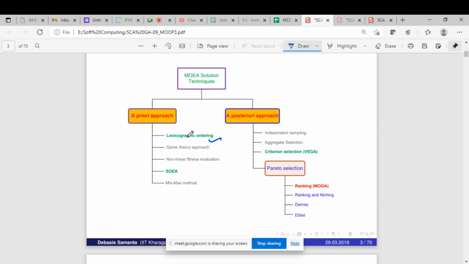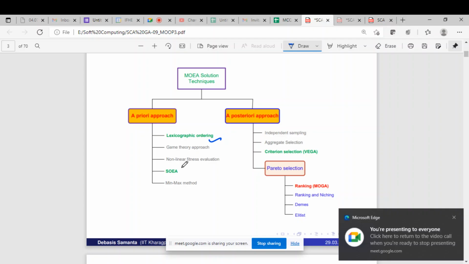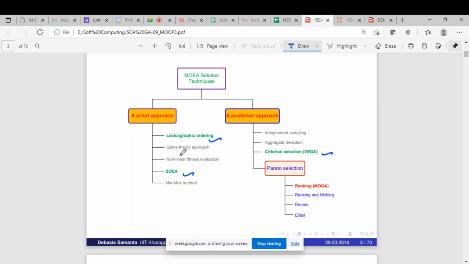So we have discussed lexicographic ordering, and we have discussed SOEA, lossless, and also we have discussed Vega. All these three things are actually non-Pareto based approaches. They are not Pareto based algorithms. So in today's class, we'll be moving on to Pareto based algorithms.